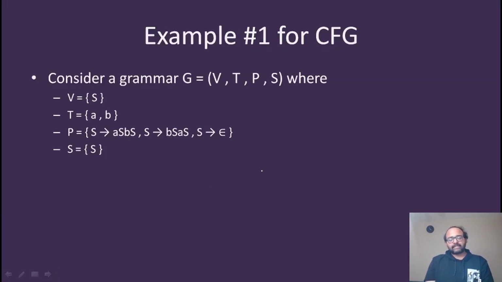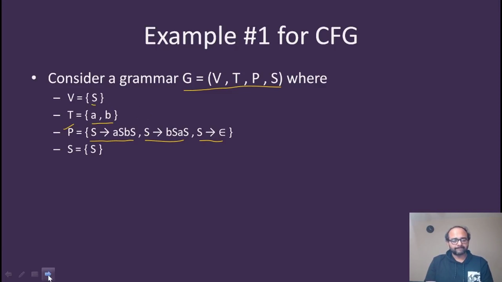Let's consider an example of a context-free grammar. Again, the representation is G is equal to (V, T, P, S). And what is the non-terminal in this particular grammar? Productions are basically representing the grammar. In this grammar, you can see capital S is the non-terminal symbol, and the terminal symbols are small a and small b. So the non-terminal is capital S.